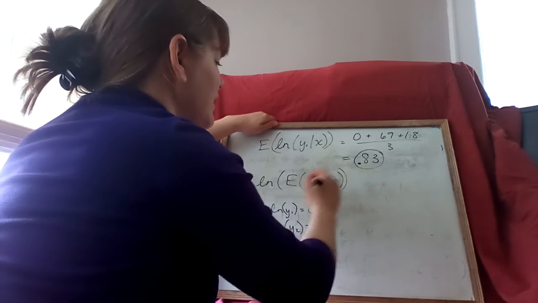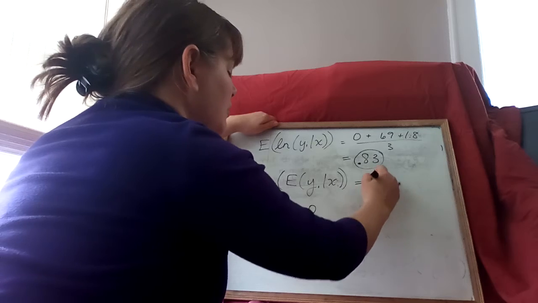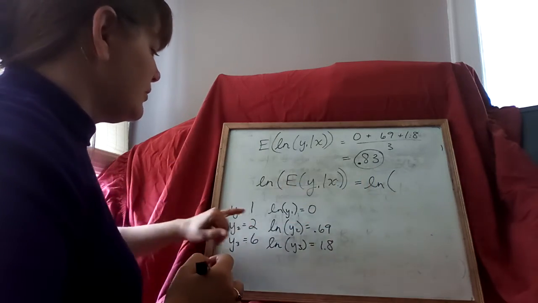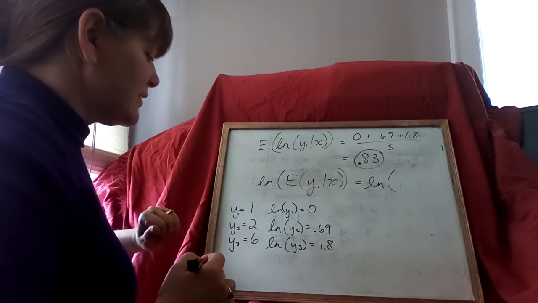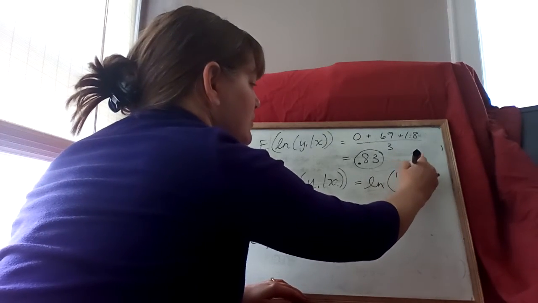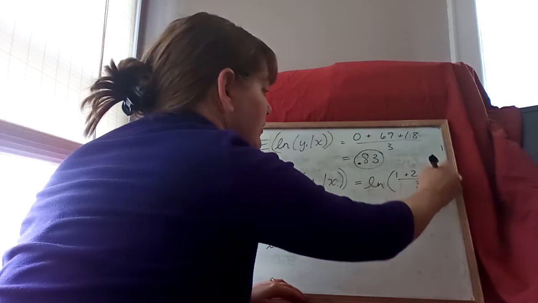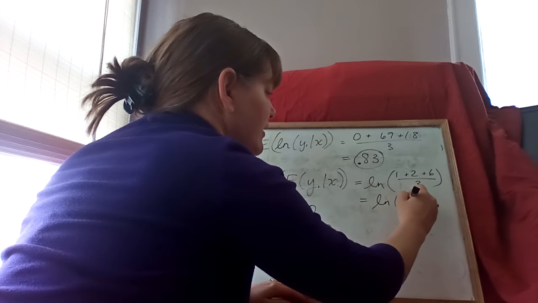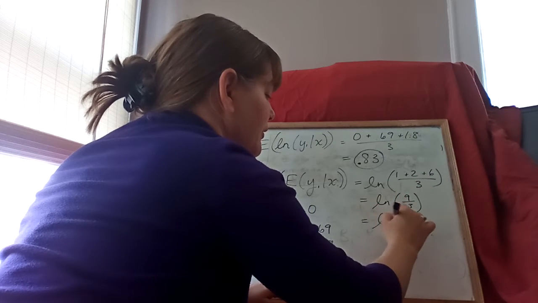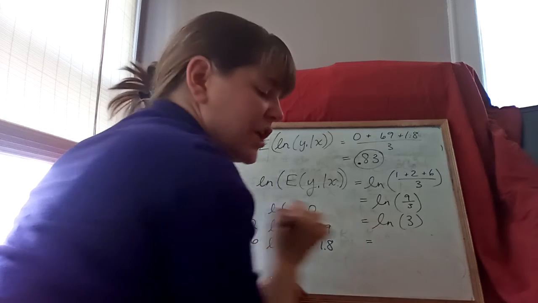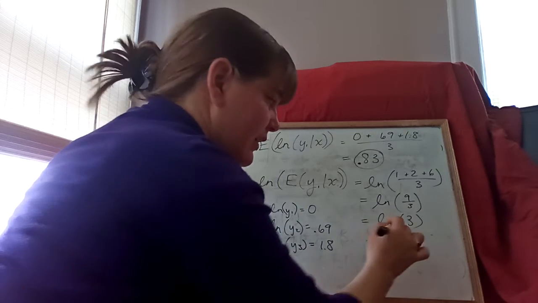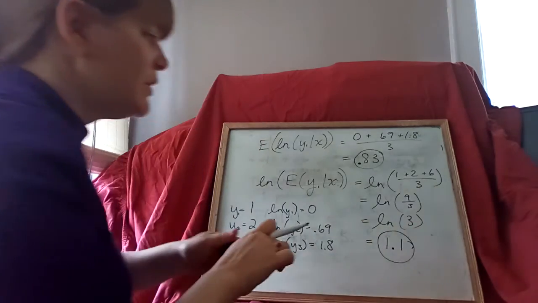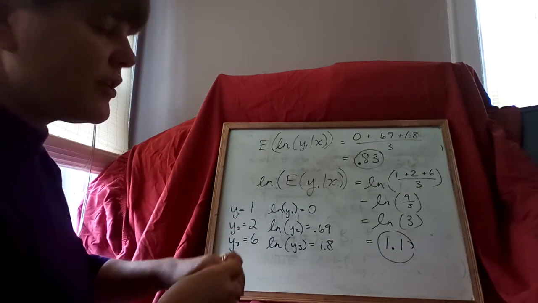If instead we want the log of the expectation, we want the log of that average. And so the average value is 1 plus 2 plus 6 over 3. You can see that's the log of 9 over 3, or log of 3. And so I went and checked what the log of 3 was. The log of 3 is 1.1. So you can see that these things turn out a little bit differently.